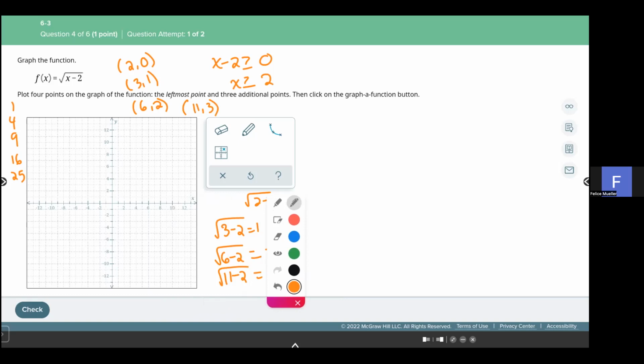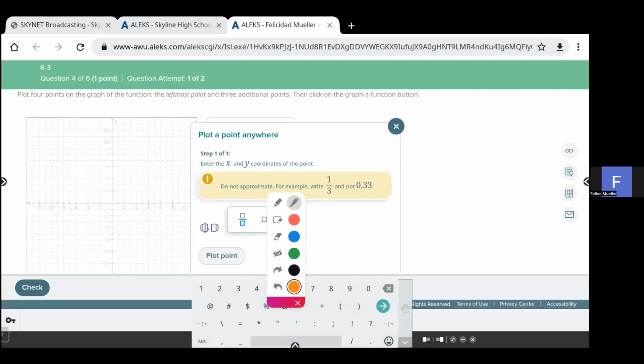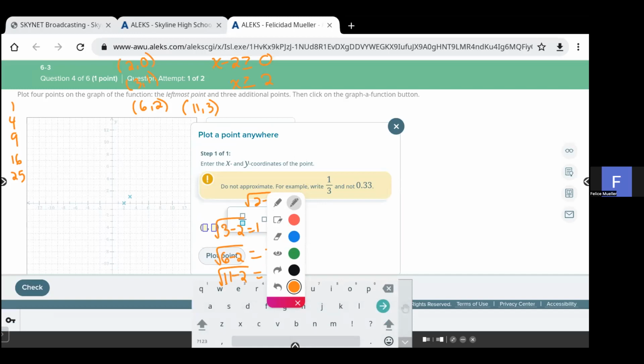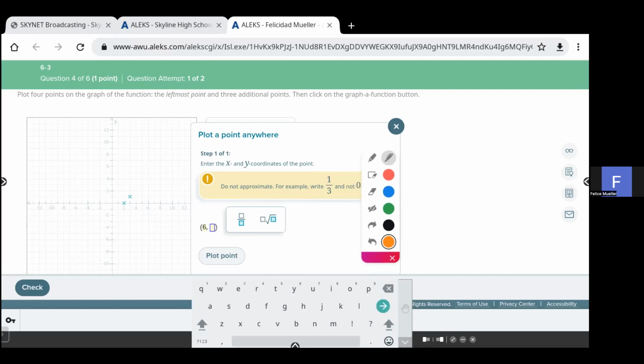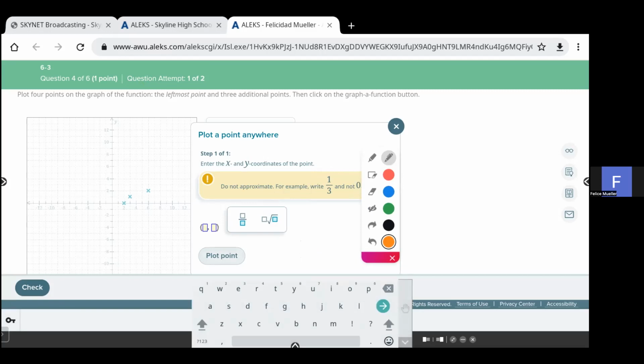I'm going to highly suggest using the plot point. Not what I wanted. I want this. So we're going to use 2, 0. Plot point. We said 3, 1. Plot point. My next one is 6, 2. Plot point. And then 11, 3.